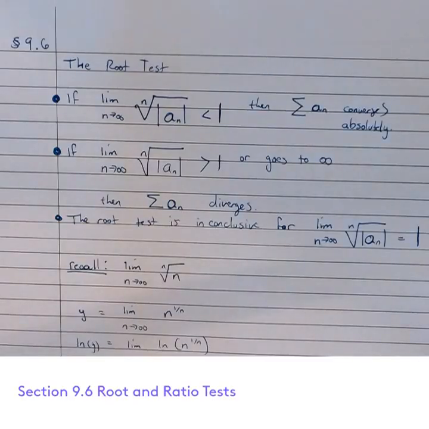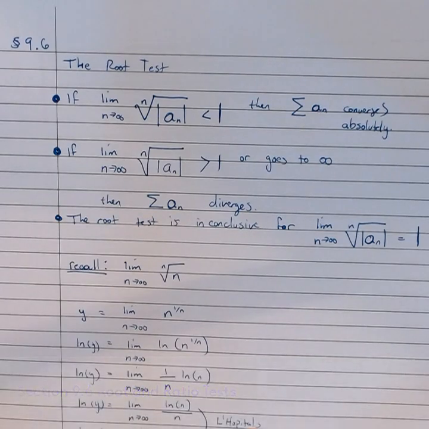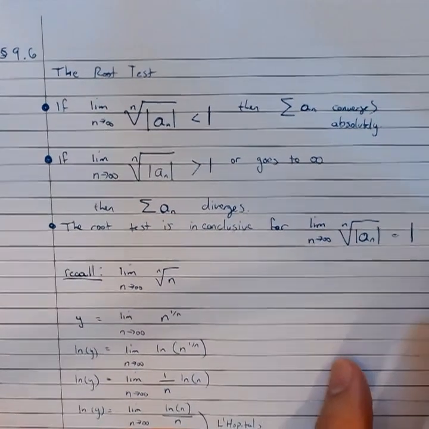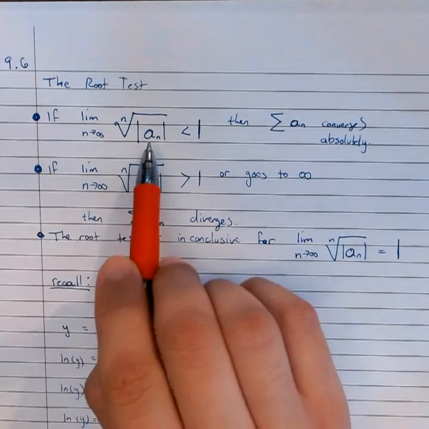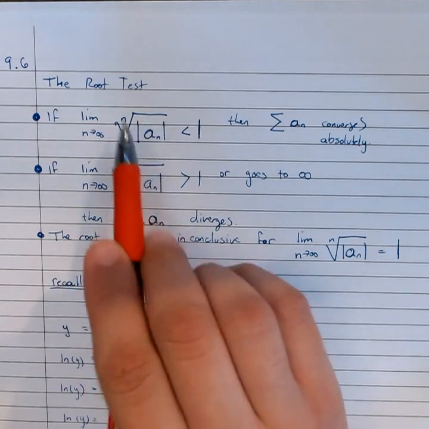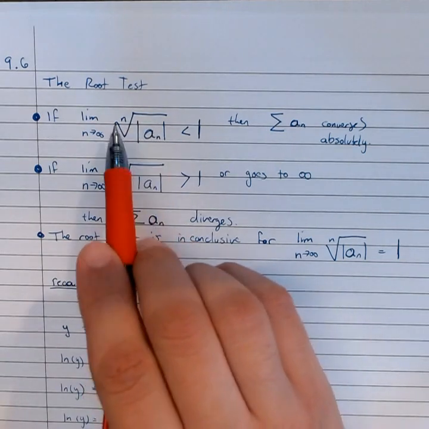All right, let's turn our attention now to section 9.6. It's about the root and ratio tests. Let's start off with the root test. The root test is a very powerful technique that allows you to evaluate the roots of the nth term of a series. Notice this is not the full series, just the nth term.